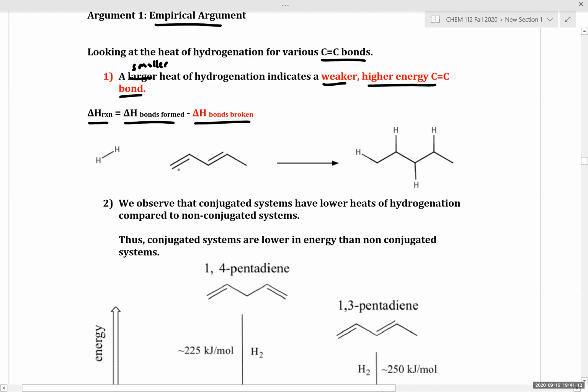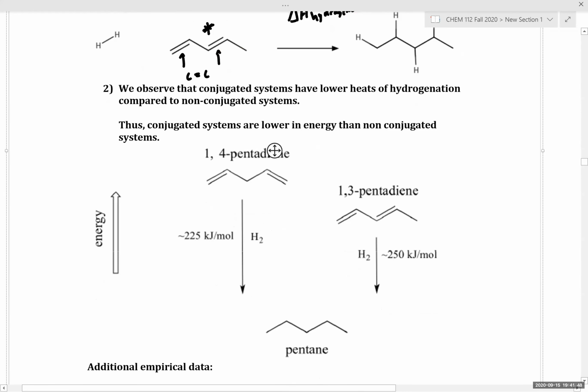Because in hydrogenation, we're breaking our carbon-carbon double bonds and forming carbon-hydrogen single bonds. And the only thing that is different in our heat of hydrogenation studies is our starting material. So any differences in the enthalpy of hydrogenation will directly indicate differences in the energy of our reactants. We observe that conjugated systems in general have higher heats of hydrogenation compared to non-conjugated systems. And because these conjugated systems exhibit higher heats of hydrogenation, they are lower in energy than our non-conjugated systems.